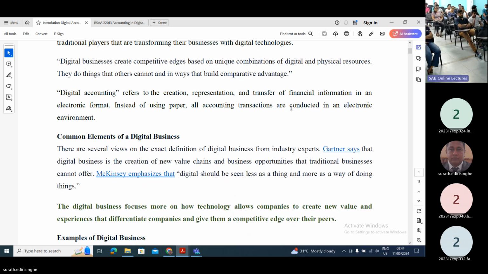Read this example. Relatively, the online business requires less capital. Less capital.